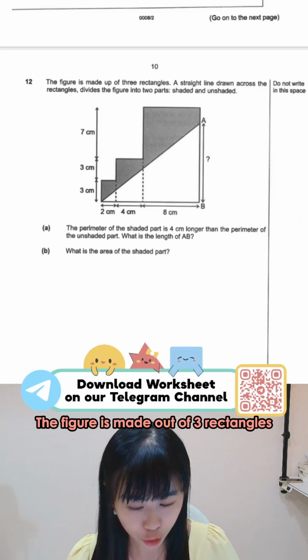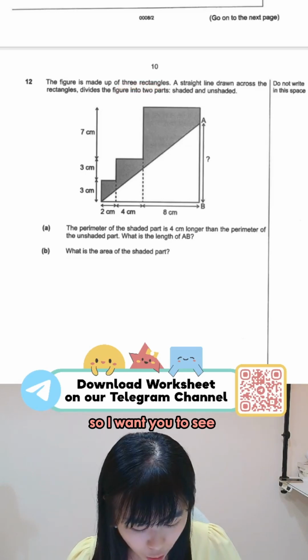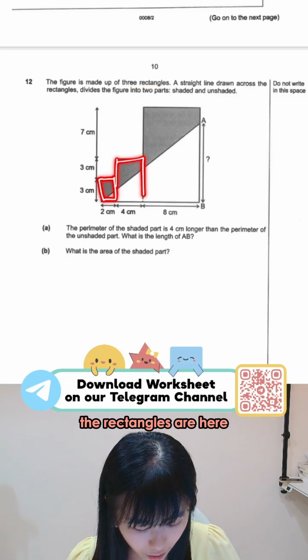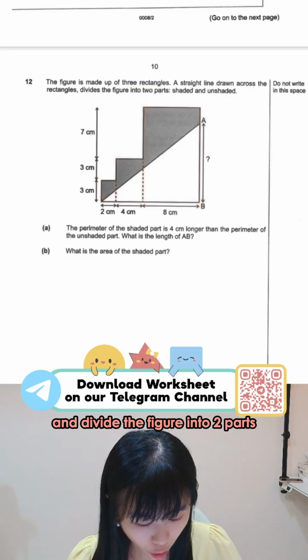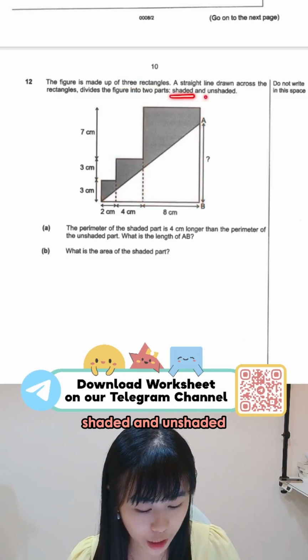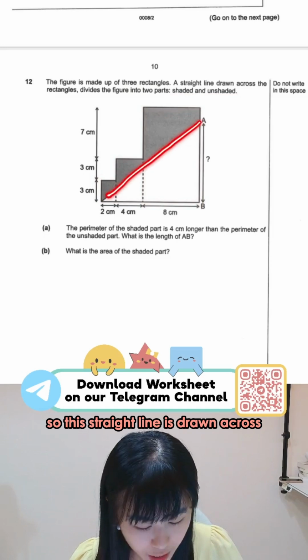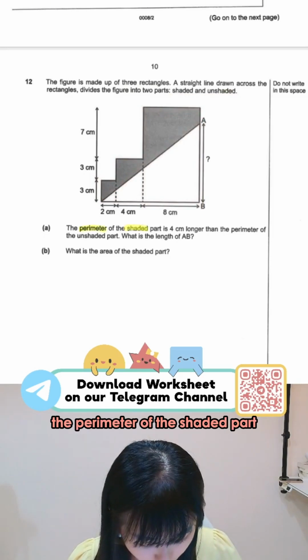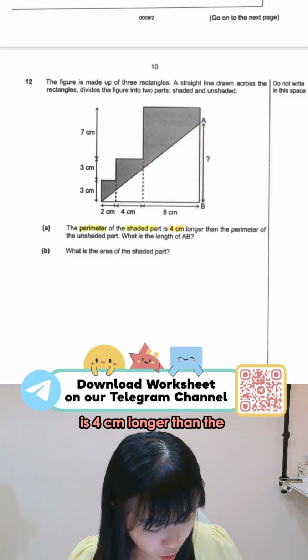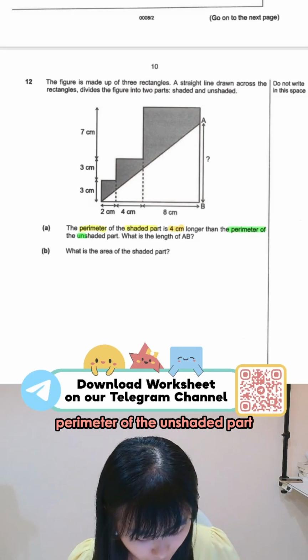The figure is made out of 3 rectangles. So I want you to see the rectangles are here, here, here. A straight line is drawn across and divides the figure into 2 parts, shaded and unshaded. So this straight line is drawn across. The perimeter of the shaded part is 4 cm longer than the perimeter of the unshaded part.